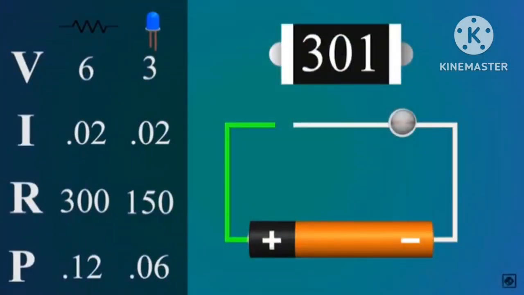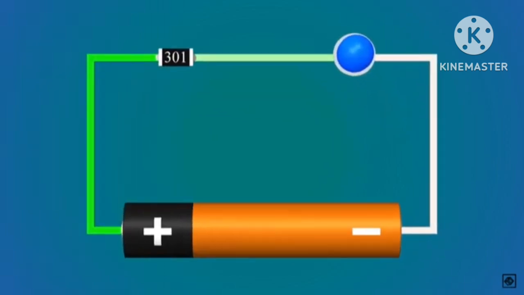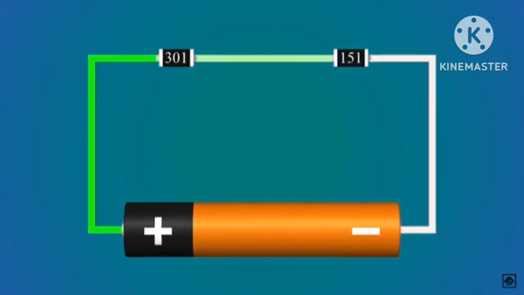Now, after calculating the resistor value, we need to select a resistor based on its power rating, and the power through the resistor is 0.12 watts. Hence, we can select the 1/8 watt or any higher rating resistor. You would know that an LED is mostly a resistive load. Let's replace it with a resistor.